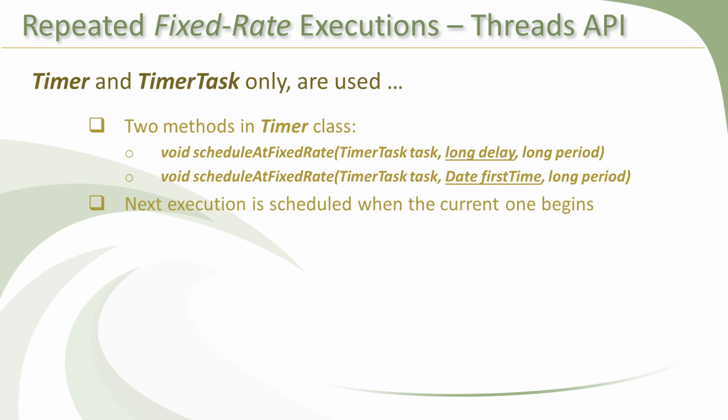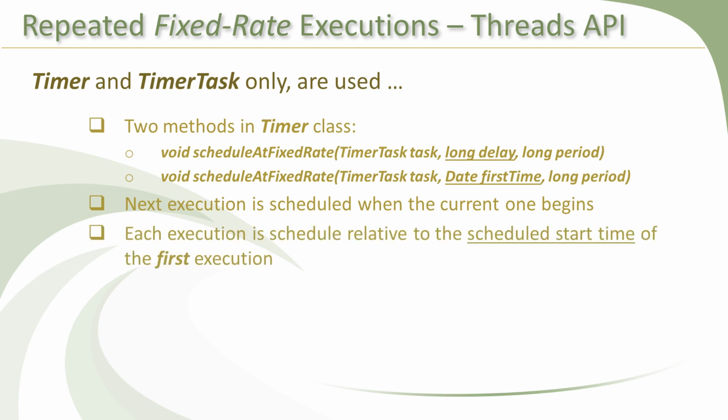Similarly, here also the next execution of the task is scheduled when the current one begins. But here the next execution is scheduled relative to the scheduled start time of the very first execution. So the second execution's scheduled start time will be one period later than the first scheduled start time. By period, I mean the parameter specified in the scheduleAtFixedRate method.